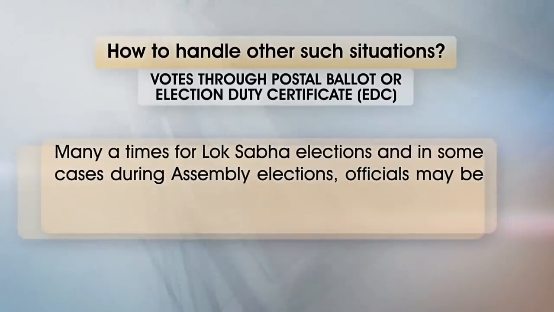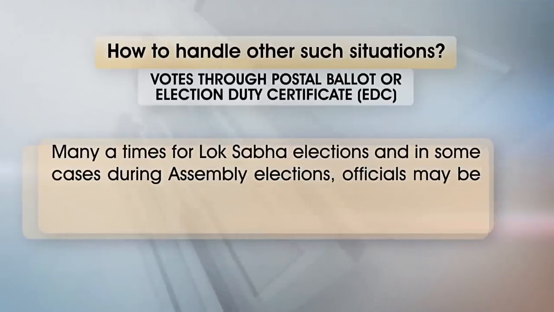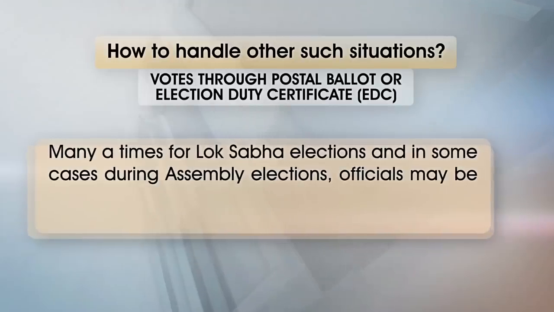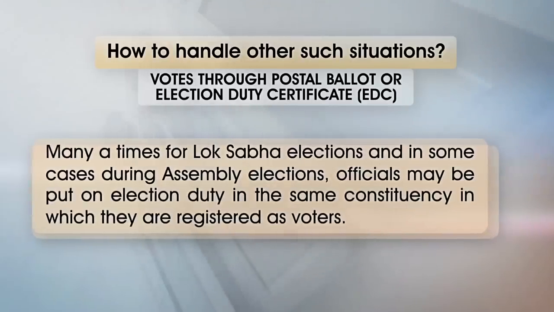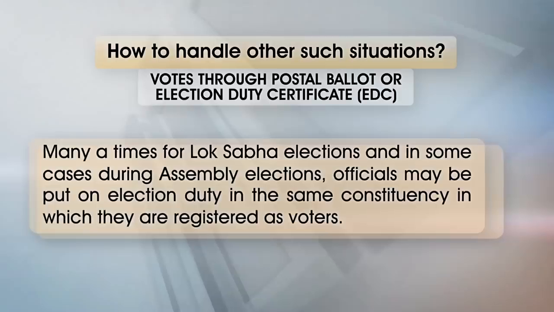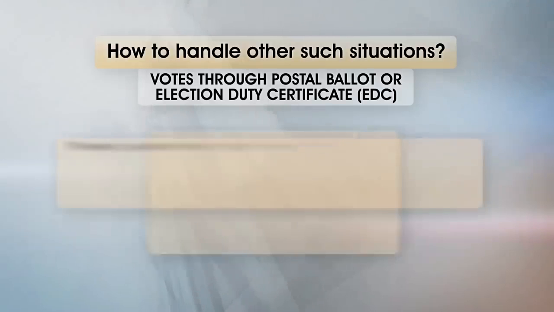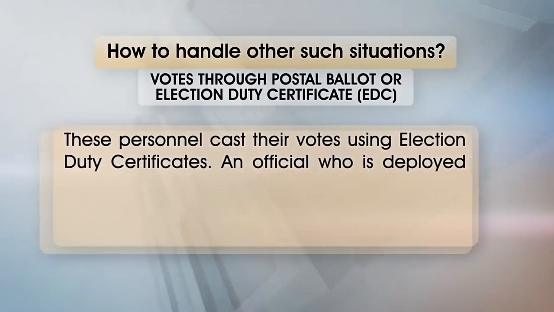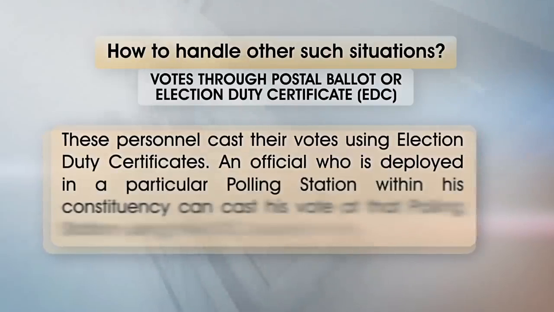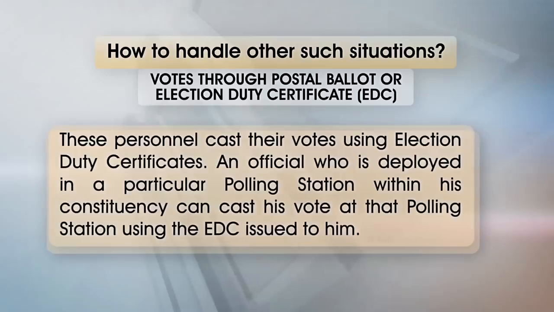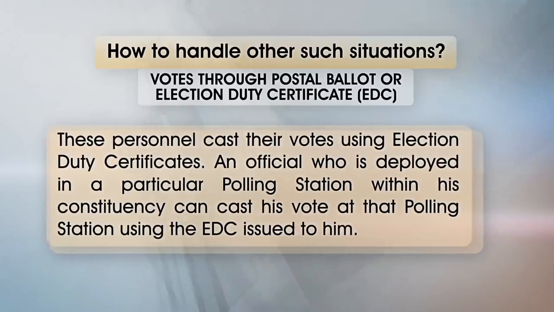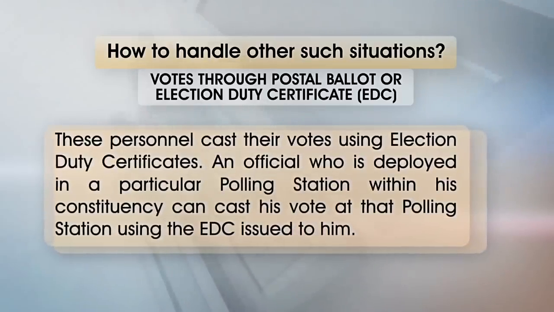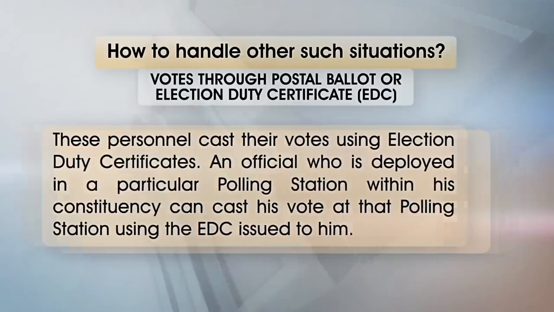Many a time for Lok Sabha elections and in some cases during assembly elections, officials may be put on election duty in the same constituency in which they are registered as voters. These personnel cast their votes using election duty certificates. An official who is deployed in a particular polling station within his constituency can cast his vote at that polling station using the EDC issued to him.